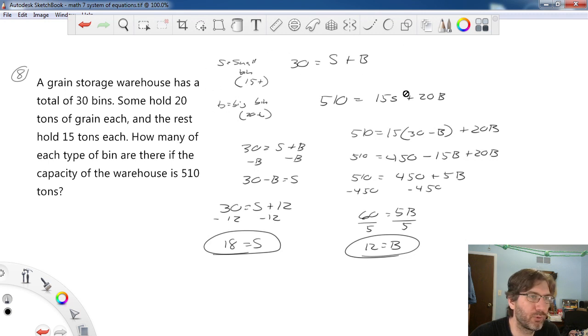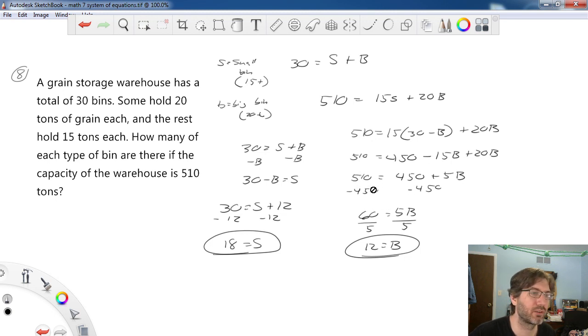We still have the same formulas, if you notice. They're both the same. I solved for s here, so I just rewrote it, subtracted b from both sides, got s here, substituted s into here, distributed out, and got 15 times 30 gave me the 450, 15 times negative b gave me negative 15b. Combined like terms, got the 5b, subtracted.